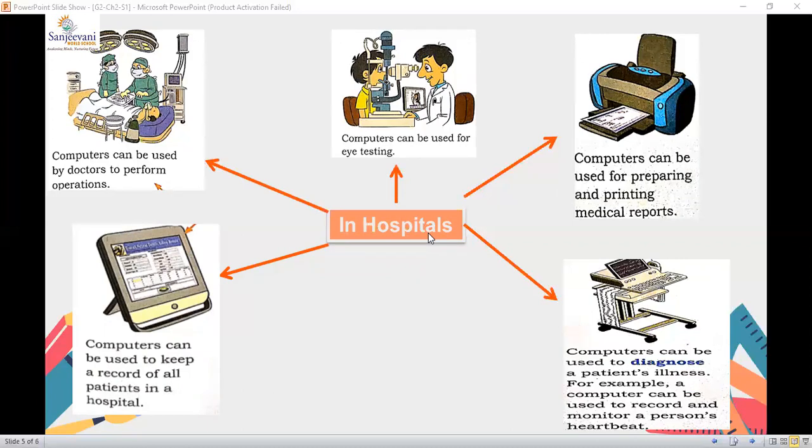I hope you all have understood the uses of computers in a hospital.